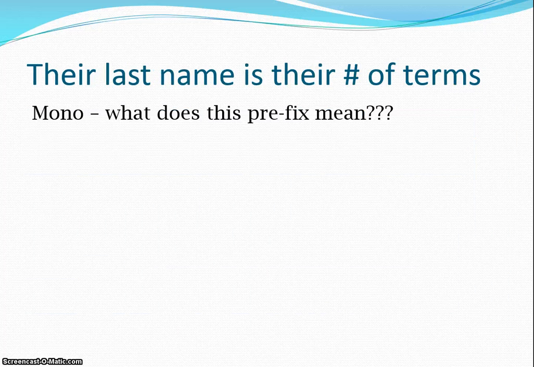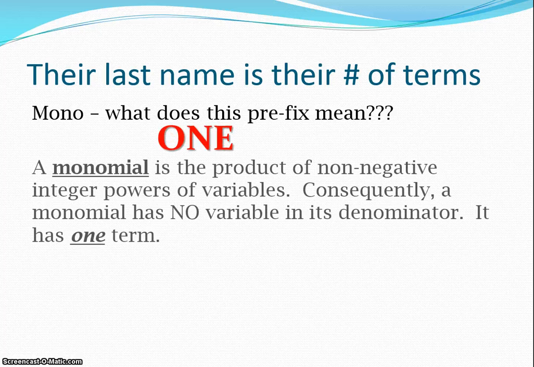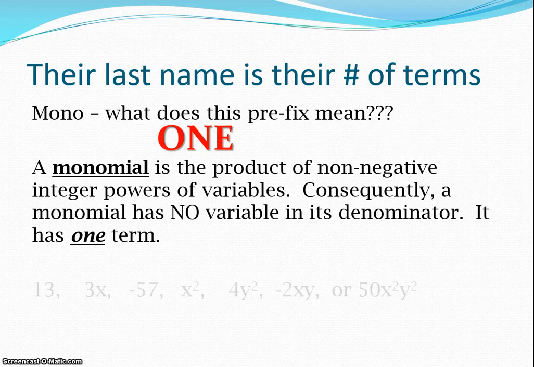Now their last name is their number of terms. Mono. What does this prefix mean? It means 1. A monomial is the product of non-negative integer powers of variables. Consequently, a monomial has no variable in its denominator. It has one term. That's the important part. A monomial has one term.